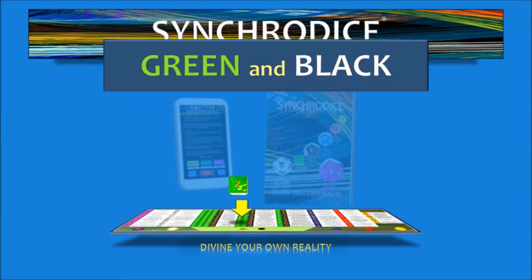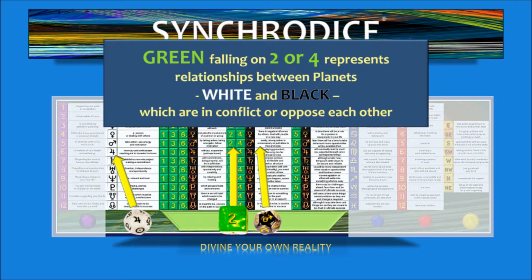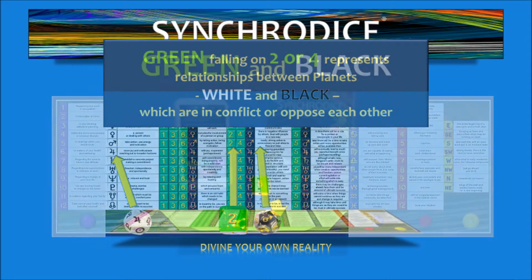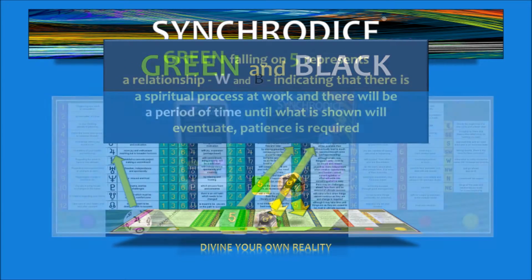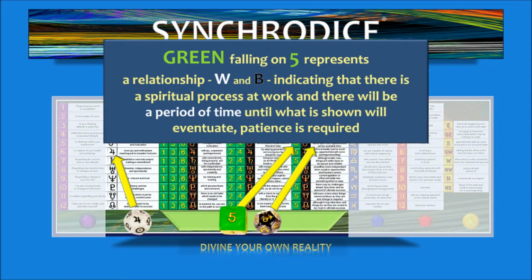The 2 and the 4 appearing on the green die indicates that the meaning of what the black symbol represents is working against the white one or will not lead to the outcome expected, and a different approach may be necessary. Finally, the 5 appearing on the green die suggests that whatever is represented by the black one will still happen, but it may take time, and the opposite of what is meant will be evident in the meantime.